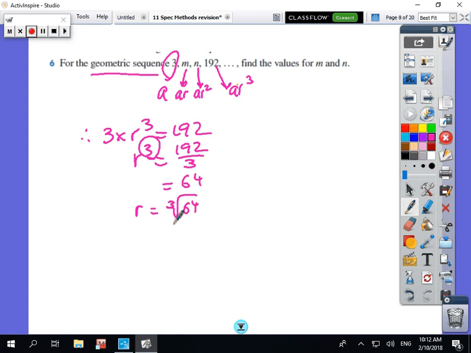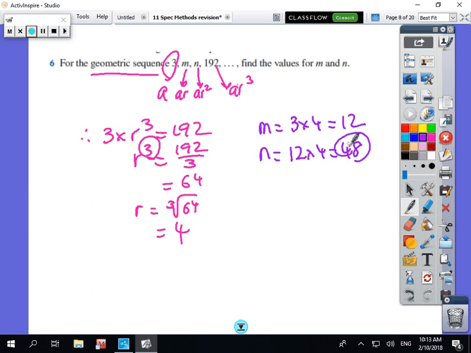The cube root of 64 is 4, and so the next numbers are going to be M will be 3 times 4 equals 12, and N will be 12 times 4 equals 48, and then 48 times 4 equals 192. So again, an odd power, there's just the one answer. If this number was negative, it would be minus 4, but it's positive, so it's positive 4.